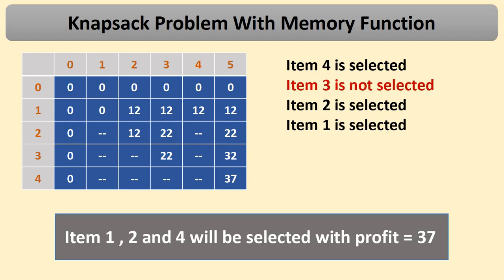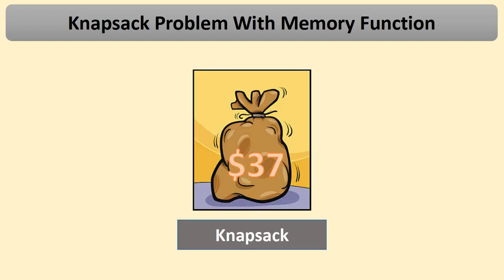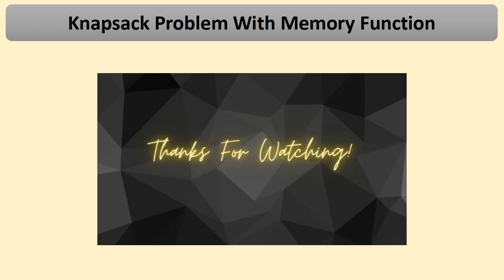So what is the final conclusion? Items 1, 2 and 4 are selected. 3 is not selected. So you have to write that items 1, 2 and 4 will be selected with the profit. What is the last cell value? f of 4, 5, that is 37. So that is the maximum profit. Okay. So that's all about the knapsack problem with memory function. The final conclusion is the bag is packed with items which have a maximum profit value, that is 37. Thank you so much for watching.